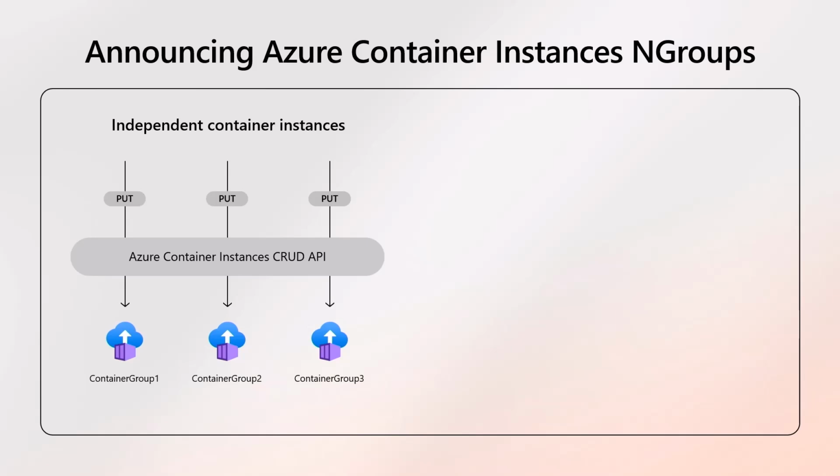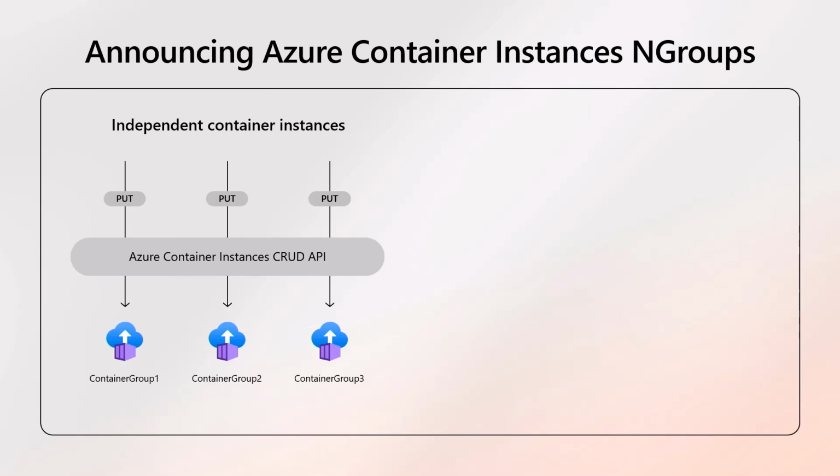The other advancement that we're making with ACI, also announced today, is the introduction of NGroups. ACI, if you're familiar with it, allows you to create single instance, effectively, ACI containers and manage them one by one. Not very efficient, and missing a lot of the features that a lot of our customers love in things like virtual machine scale sets, where you can get spreads across availability zones, you can do rolling upgrades, you can get this kind of flexibility to manage the thing at massive scale.